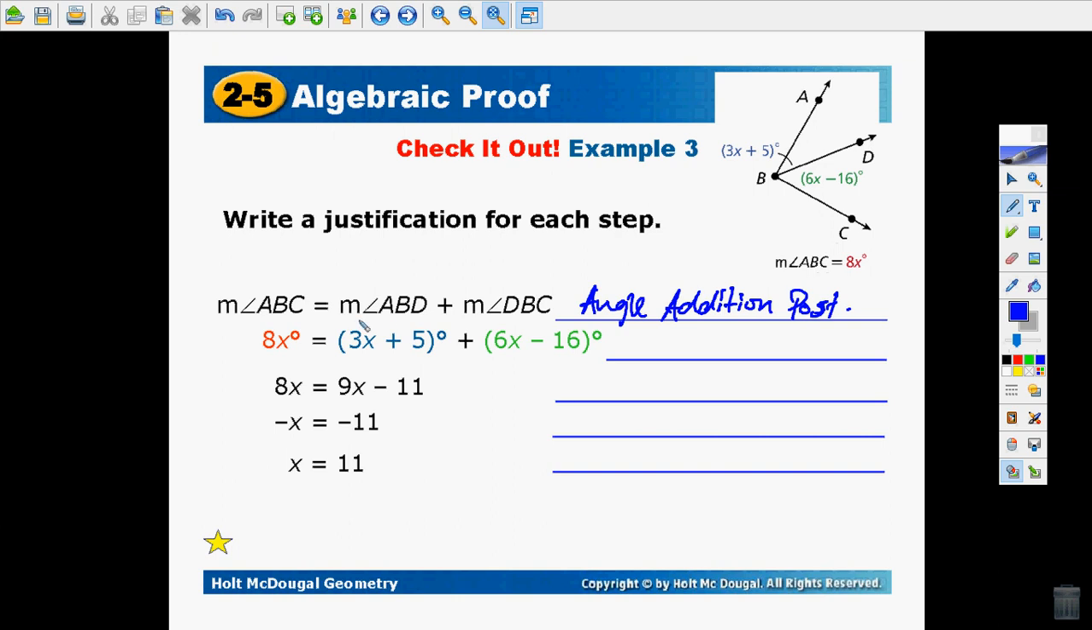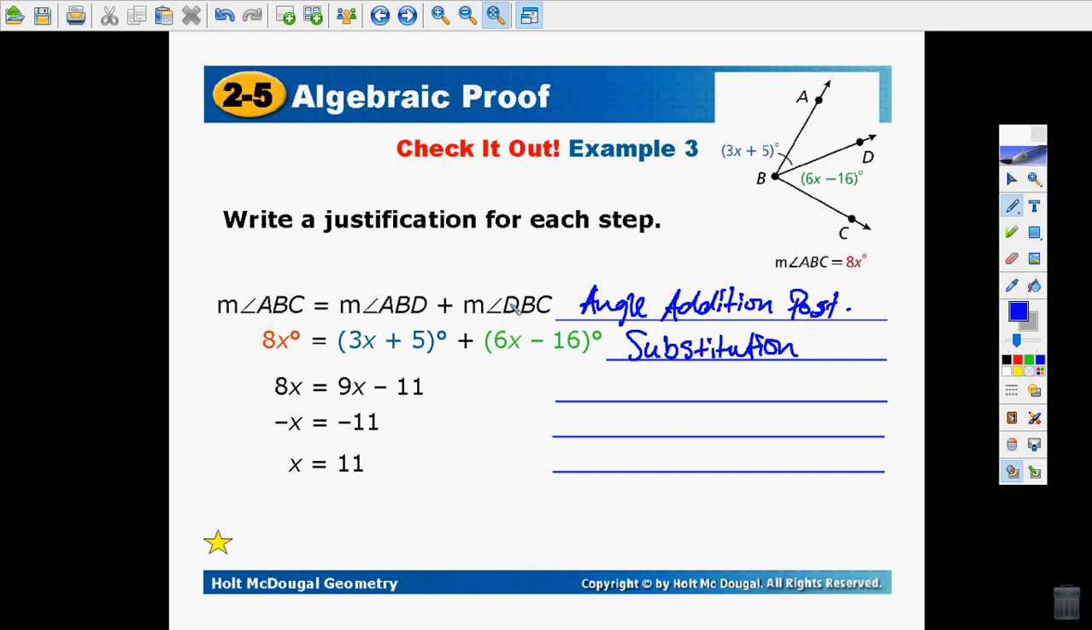What are they doing in line 2? How did they go from ABC to now 8x? What property or postulate says that ABD, if it's labeled 3x plus 5, I can put it in its place? That would be plugging in or substitution. And you could put substitution property of equality, or you can just leave it as substitution.